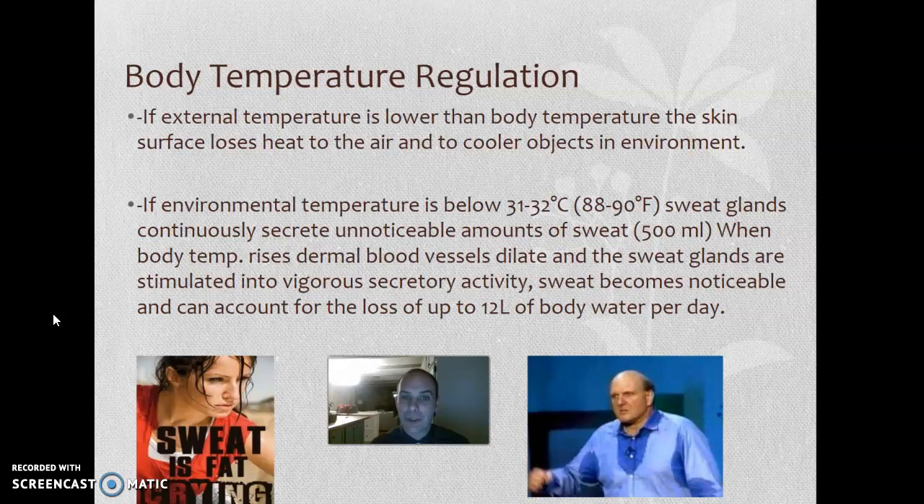And at this temperature range or this activity, we can lose up to 12 liters of body water per day, which is why you've got to drink water, even though I'm not that good at it. And you can see these two people down here are sweating in different aspects. This one over here is working out and she's saying, sweat is fat crying. And this guy over here, he's not going to make it. I don't know what's happening there though.